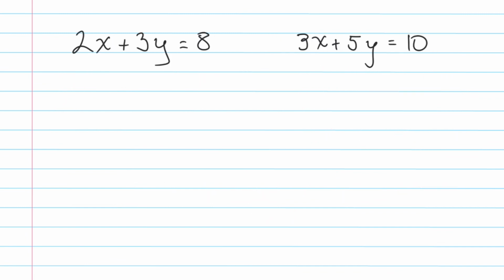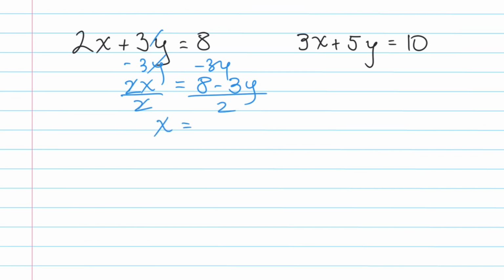Okay, we're going to solve for x in each of these two equations. Let's start with equation number 1. We're going to subtract 3y on each side, so these two cancel. 2x is equal to 8 minus 3y. Now we need to get rid of the 2, so we divide by 2. And we're going to have just x equals 8 minus 3y over 2.